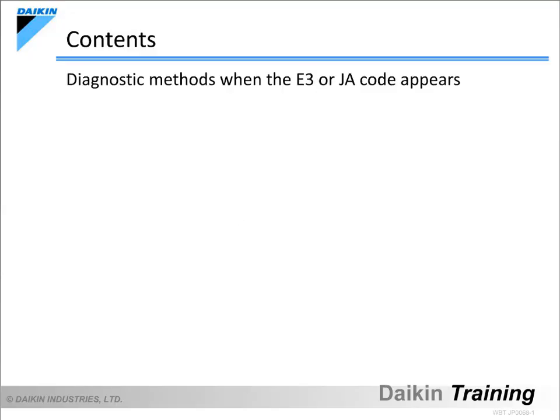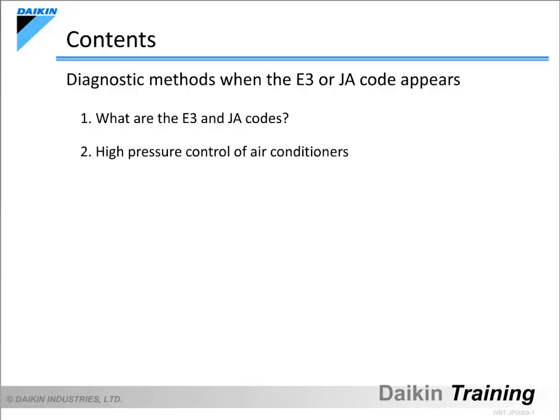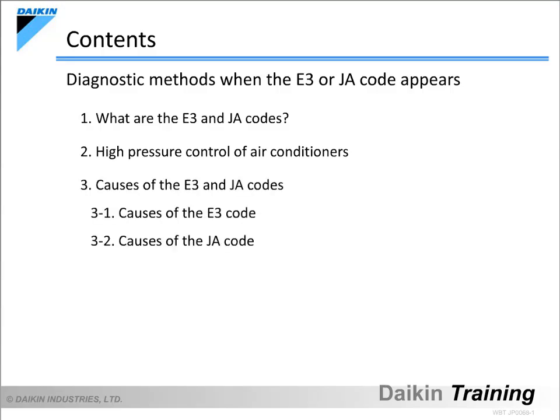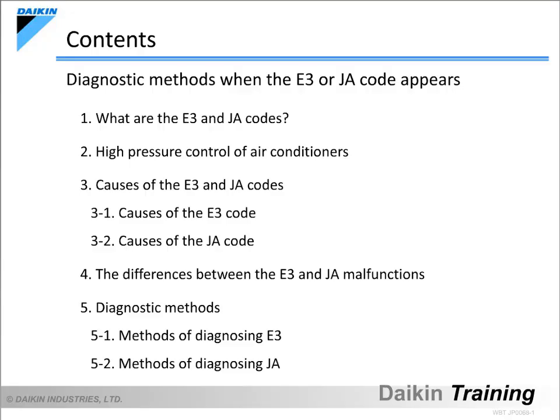Let's go over what we will be learning in this course. First, we will look at in what situations the remote controller displays the E3 and JA malfunction codes. Next, we will take a look at high pressure control of the air conditioner in relation to the E3 and JA codes. Subsequently, we will learn the causes of the E3 code, the causes of the JA code, the differences between the E3 and JA malfunctions, and the methods of diagnosing them.